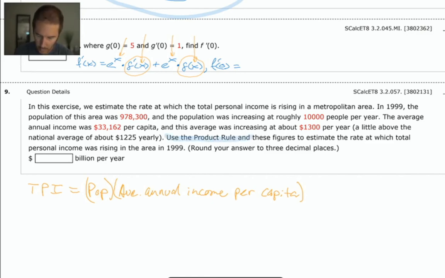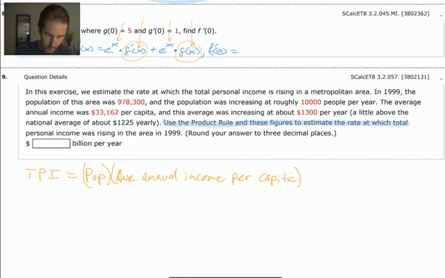Use the product rule and these figures to estimate the rate at which total personal income was rising in the area in 1999, rounding to 3 decimal places. We're going to answer in billions per year, which is no surprise. It's the total personal income for an entire metropolitan area. Let's take the derivative of TPI.